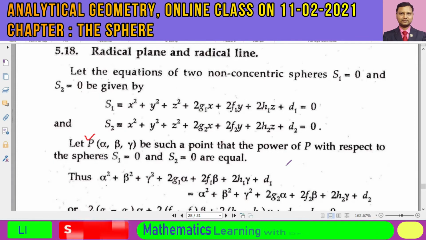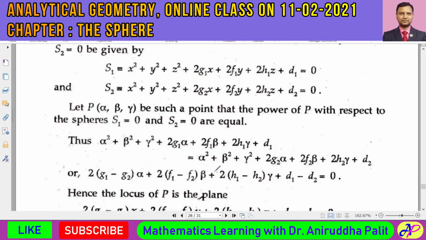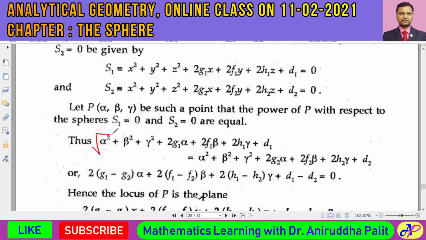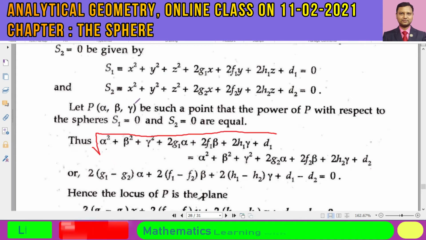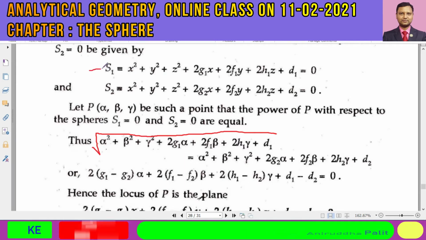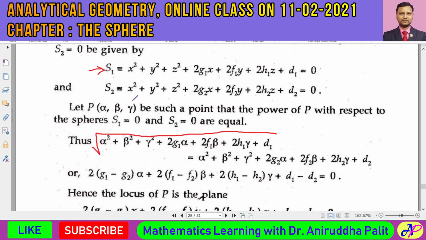All right. So how do we define the power of a point P? I discussed this in the last lecture. The power of a point P is defined by the square root of this kind of expression, where these three coordinates alpha, beta, and gamma are put into the expression of S1.